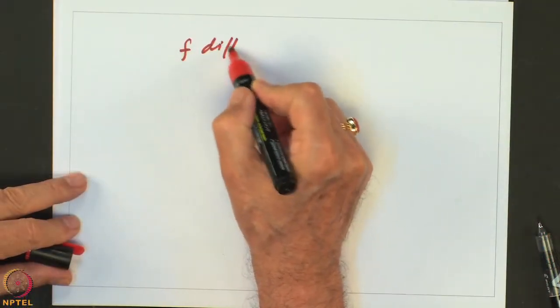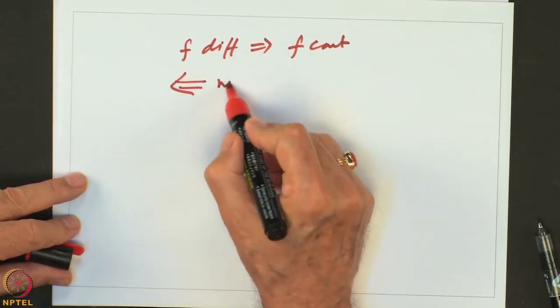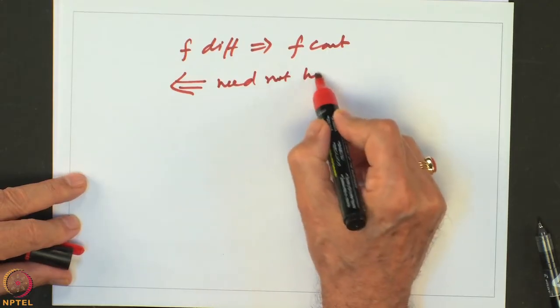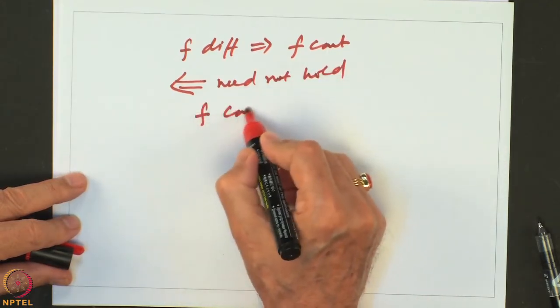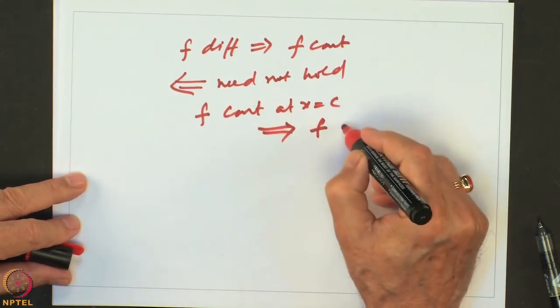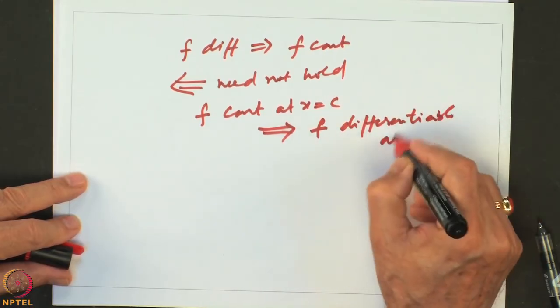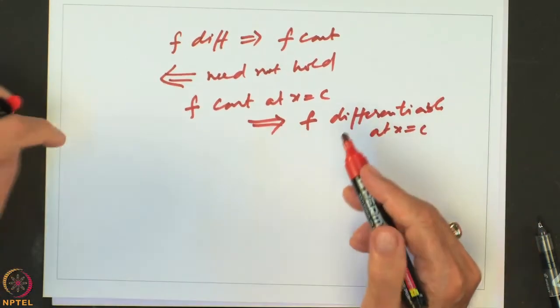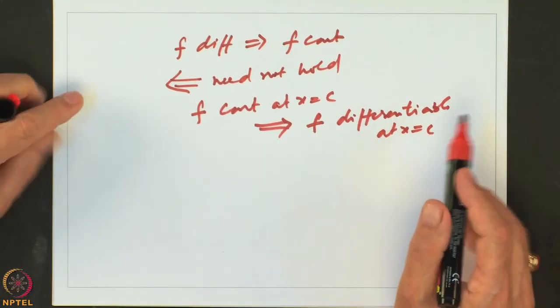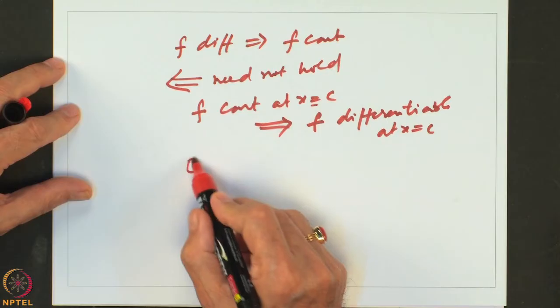Of course, note that the converse does not happen. We said f differentiable implies f continuous, but the converse need not hold. That means f continuous at x is equal to c need not imply f differentiable at x is equal to c. For example, if that was the case, then what was the need to define differentiability? That is an obvious thing to say, but we can have an example if you like.